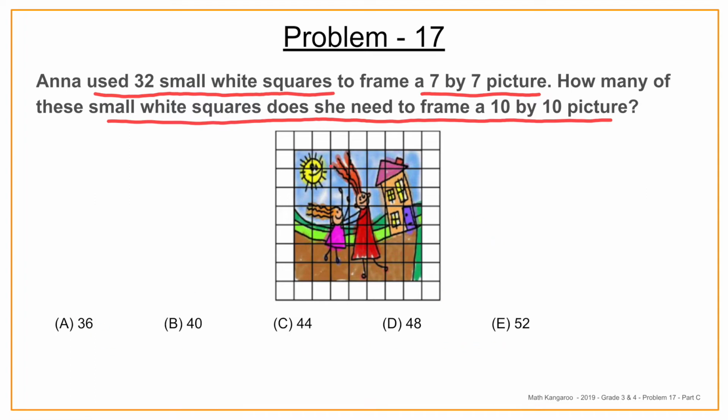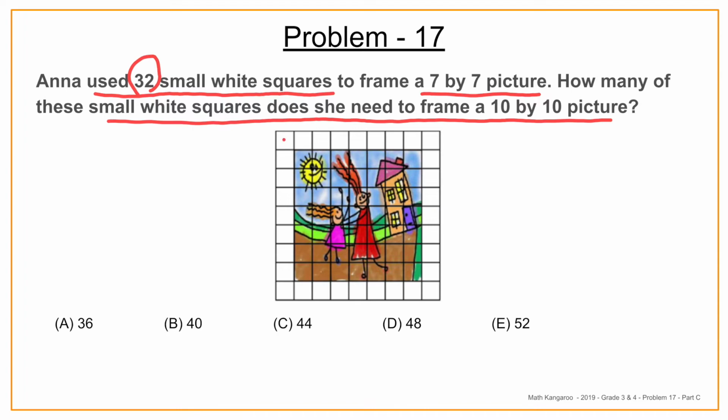We know that the frame for a picture is 7 by 7. 1, 2, 3, 4, 5, 6, 7. And then we add 2 more tiles to make it 9 by 9. What we would do for a 10 by 10 picture, first we need to know how they find 32 small white squares. Unless we count, we would not be able to know. So let's do how they find it out through solving, through the math skills.